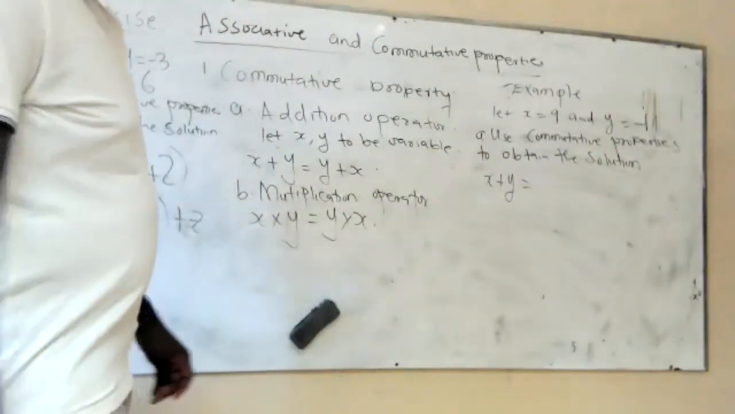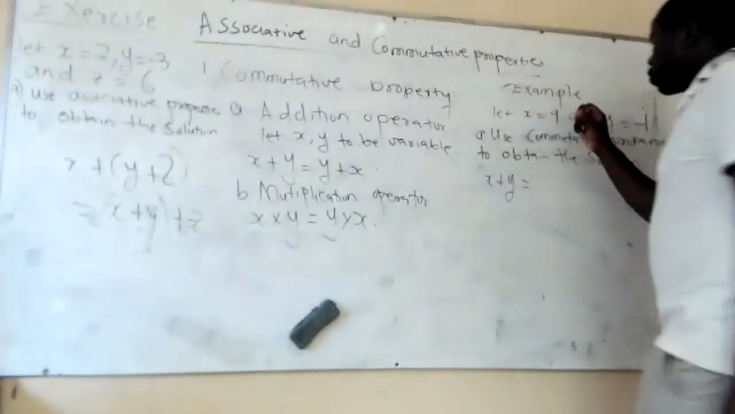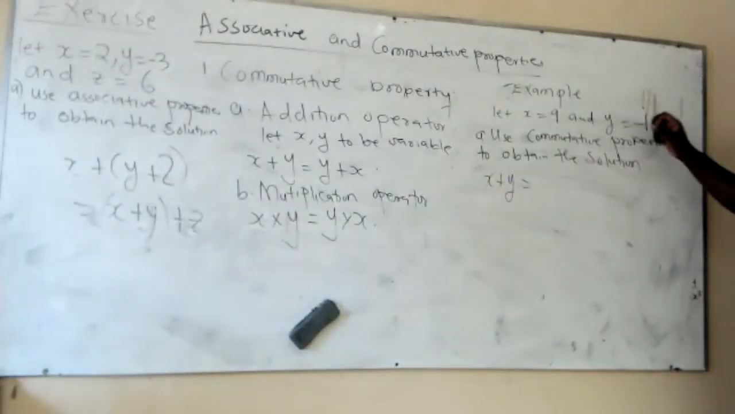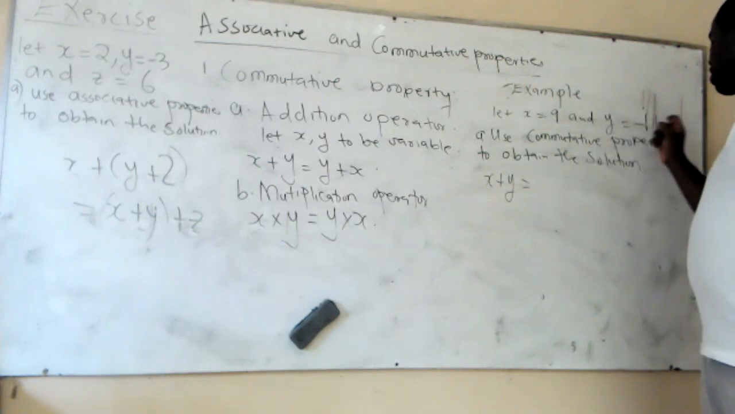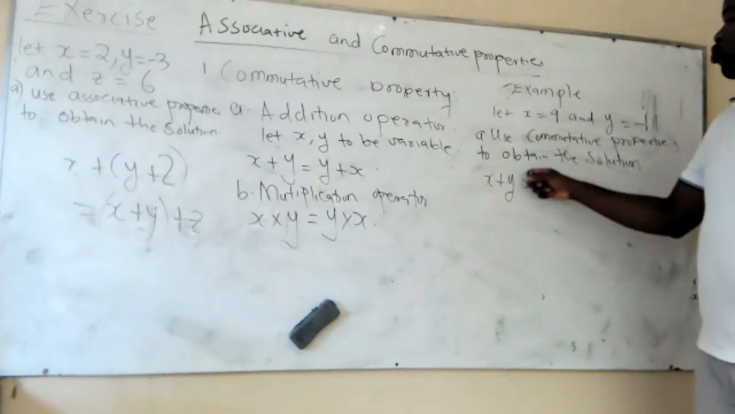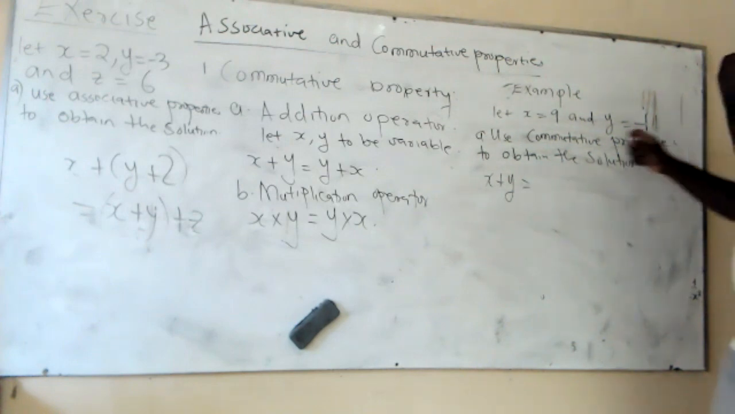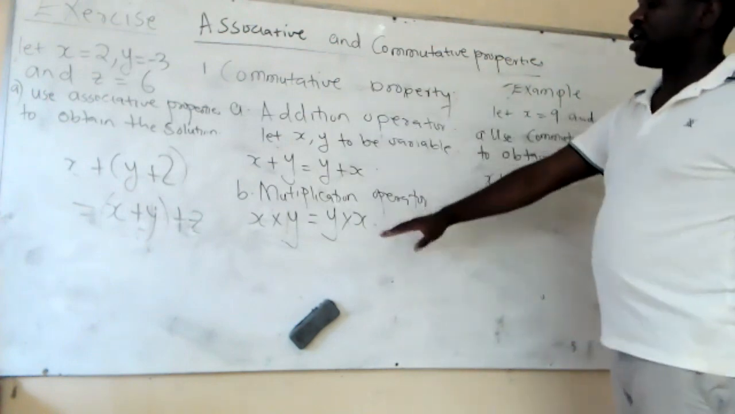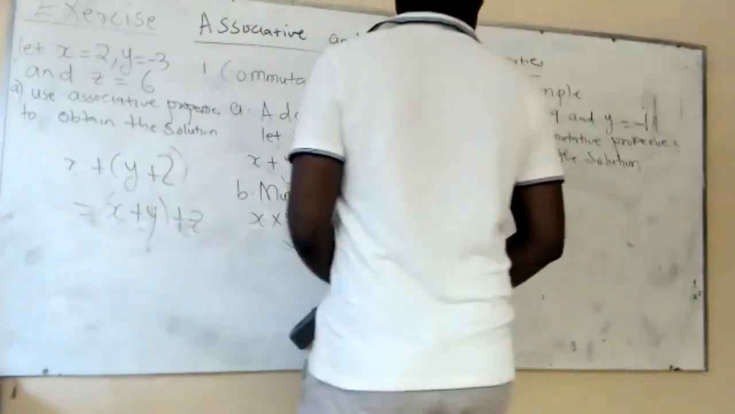continue with our question, wherein we are given variable x equal to 9 and y equal to negative 11. The question says use commutative properties to obtain the solution. Why do we say properties here? Because we are having addition and what? And multiplication. So let's apply those and see what answer we will get.